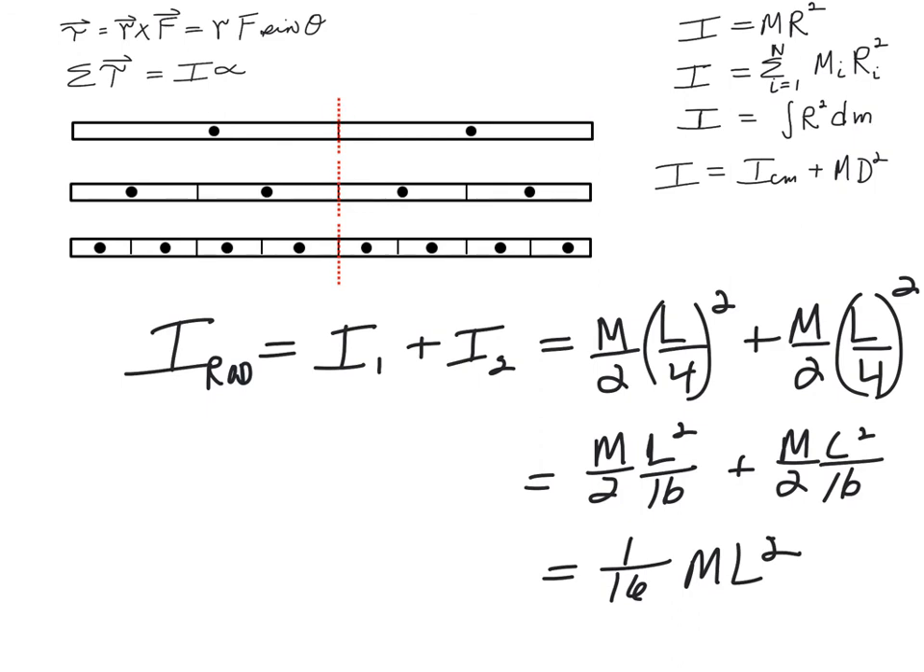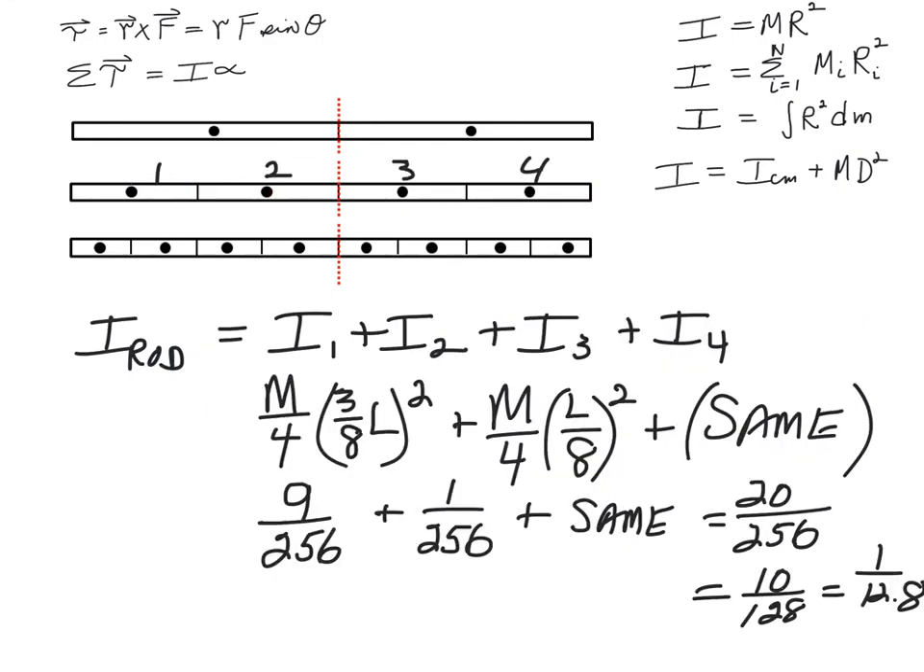So let's do it for 4 pieces. See if you can do it for 4 pieces. Okay, I love doing this problem. It's so fun. It works out so nicely. So we have 1, 2, 3, 4. So for 1, that's m over 4, right? Because we broke the m into 4 parts. And the distance, these are 1/8, 2/8, 3/8. So 3/8 L, got to square it.